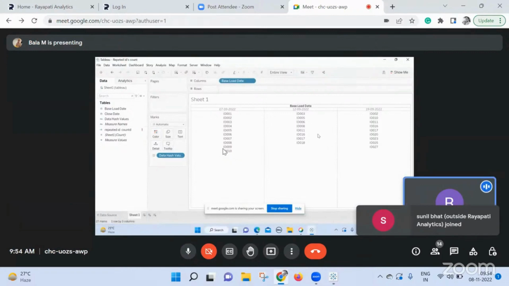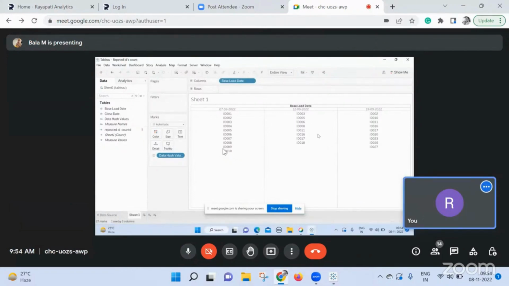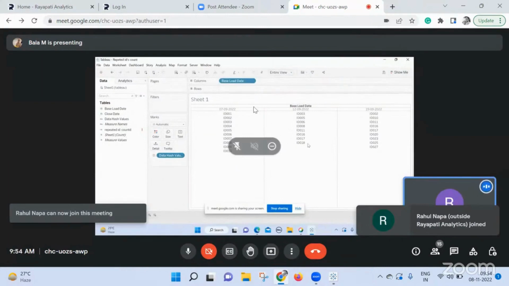Yeah. So if you want to do that, here you have these IDs and you want the repeating count. First thing is you need to make sure there might be some additional IDs in here, some 11, 16, 17, 18. So these are the new IDs. Some IDs are repeated in the second week.